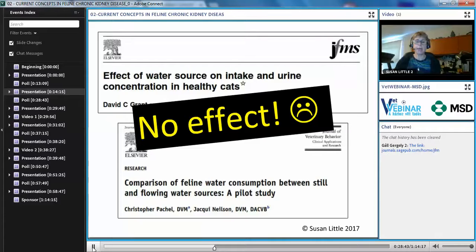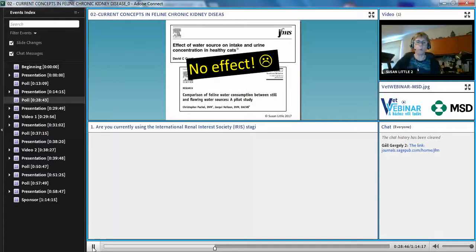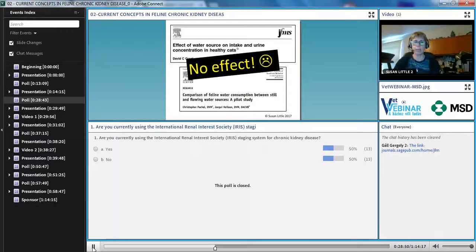But cats often like water fountains anyway, so maybe just from the point of view of increasing their environmental stimulation, maybe it's a good thing anyway.